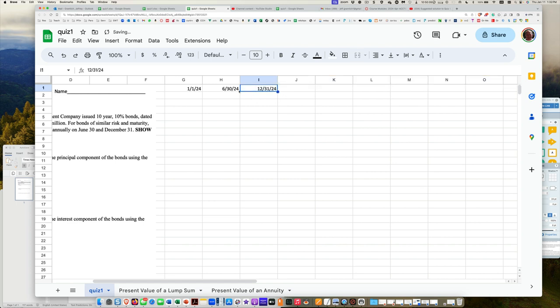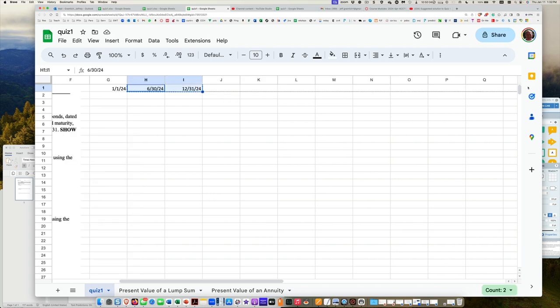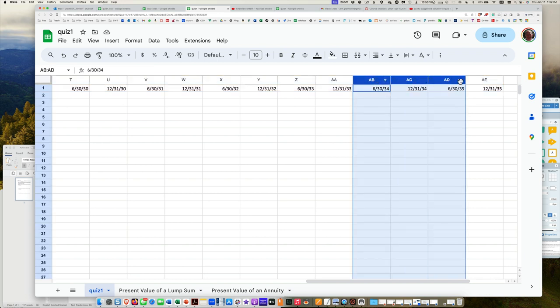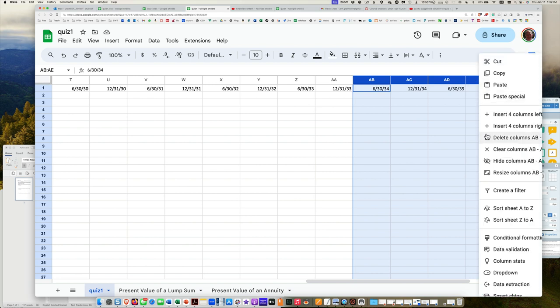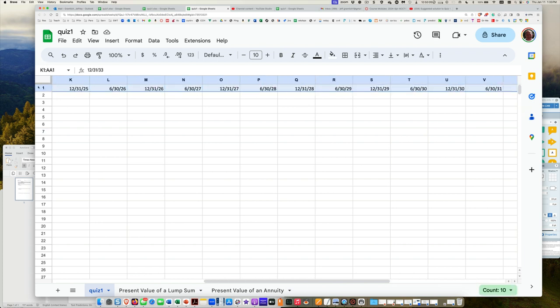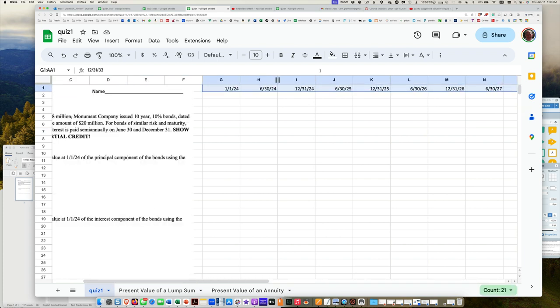Let's do it again. Take these two here, copy, move it forward. And that worked there. And we're going to end right at 12/31/33, since we start at the beginning of January 1 of 2024, and it's a 10-year bond. So we'll take these off, delete those columns, and we end up with this set of dates, and I'm going to put an underline underneath them. The underline is going to be here.